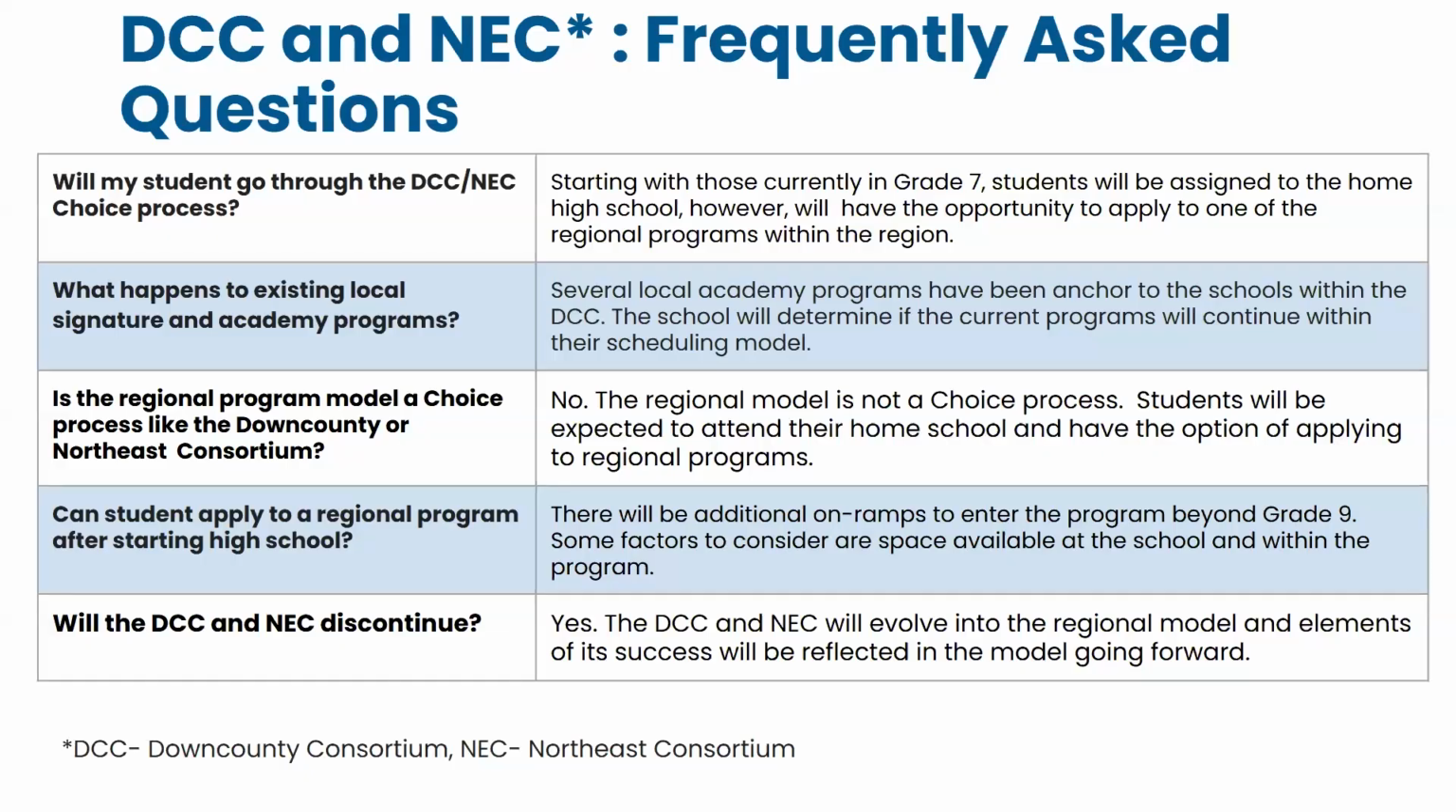The next is, is the regional program model a criteria process, a choice process, like the Down County or Northeast Consortium? And no, the regional model is not a choice process. Students will be expected to attend their home school and have the option to apply to regional programs. The next question, can students apply to a regional program after starting high school? And again, there will be on-ramps for participating in those programs beyond grade 9. And will the DCC and NEC discontinue? And yes, they will be part of the regional model.